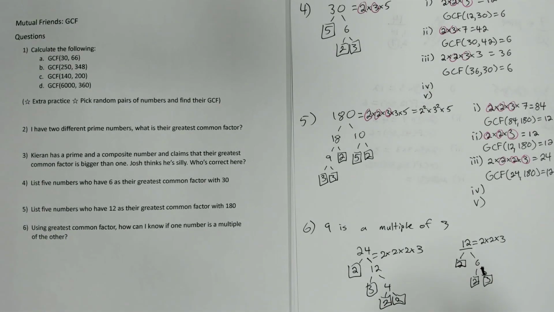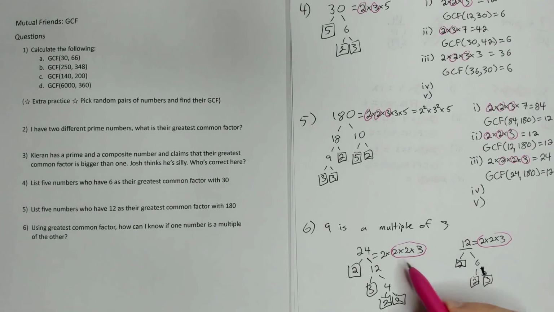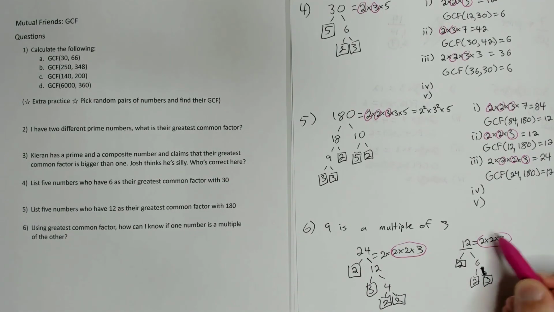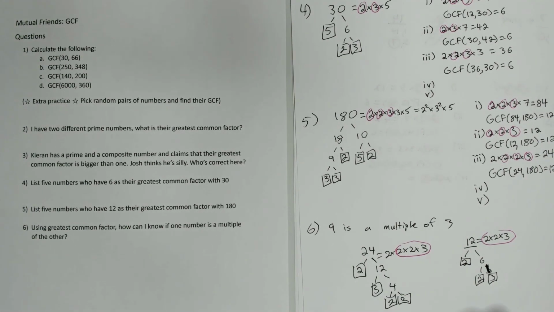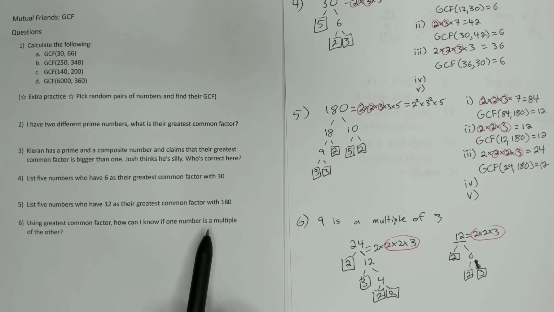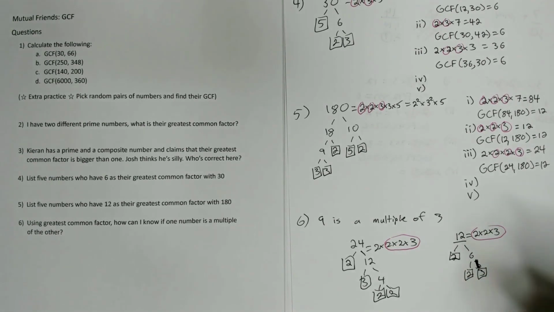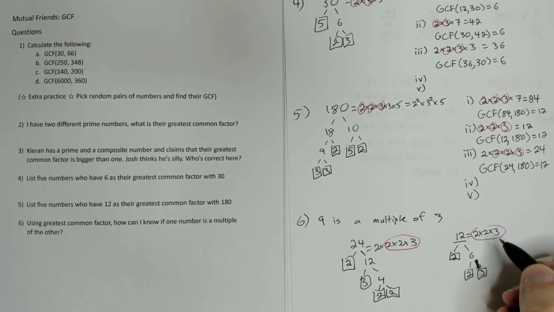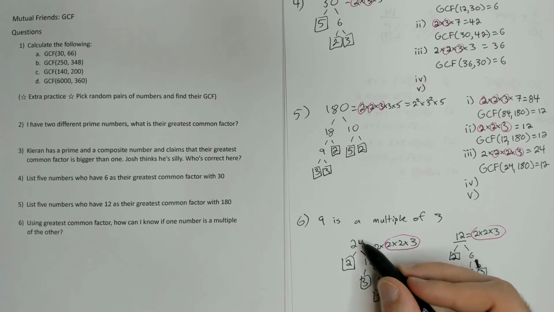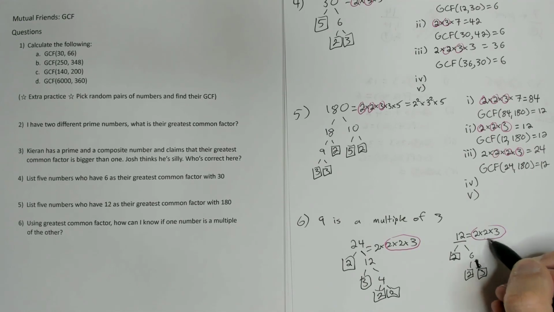But what do we notice? We notice that this 2 times 2 times 3 is actually completely present in the 24. So the entire prime factorization of 12 is completely within 24's prime factorization, which means that 24 has to be a multiple of 12. So that's what I mean for how can we know if a number is a multiple of the other. If a number's entire prime factorization is present in another's, that means that whole number, which is equivalent to its prime factorization, has to basically be a factor of your other number, which means that this other number is a multiple of this.